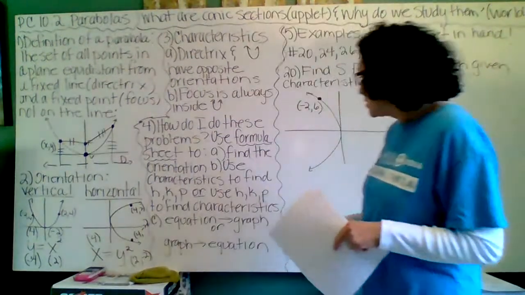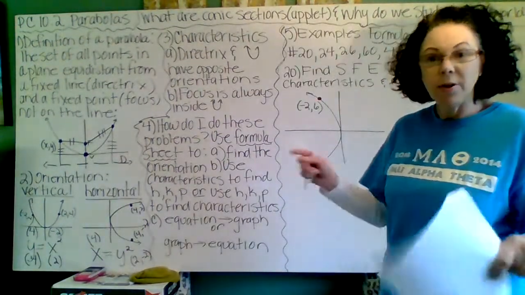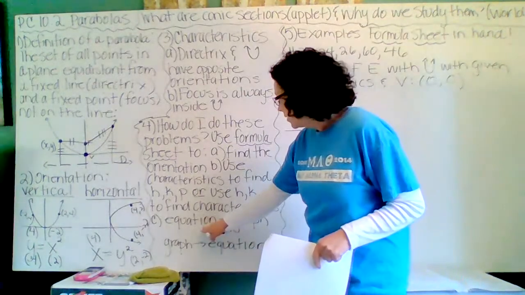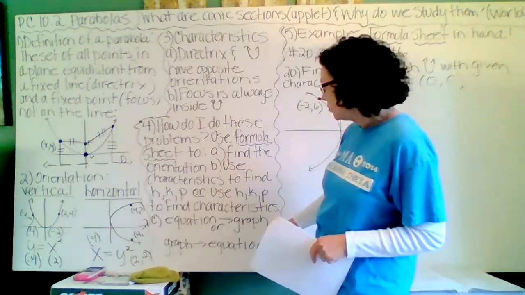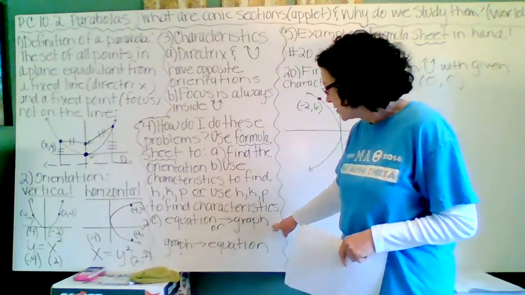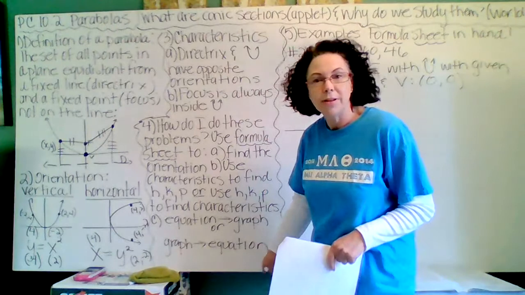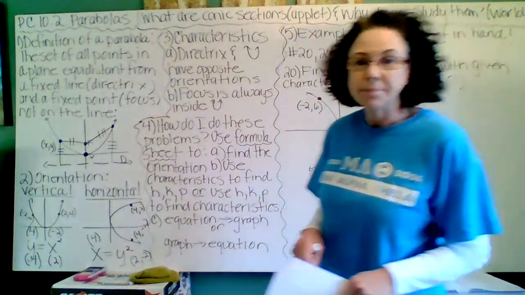There's H, K, and P to find characteristics. So either one way or the other. Either you've been given an equation and they're asking you to graph it and give characteristics, or you have a graph and you're being asked to write an equation. So we're just going either way.